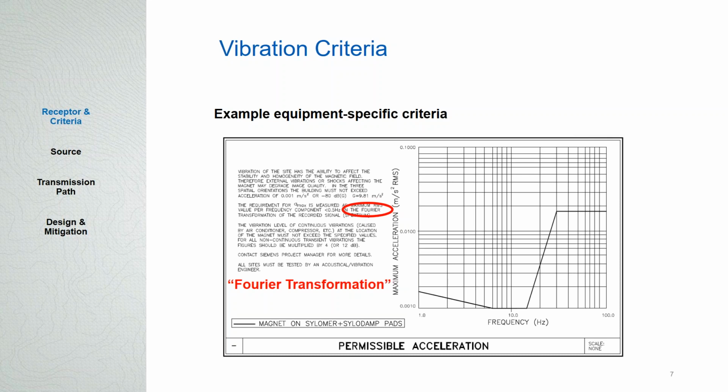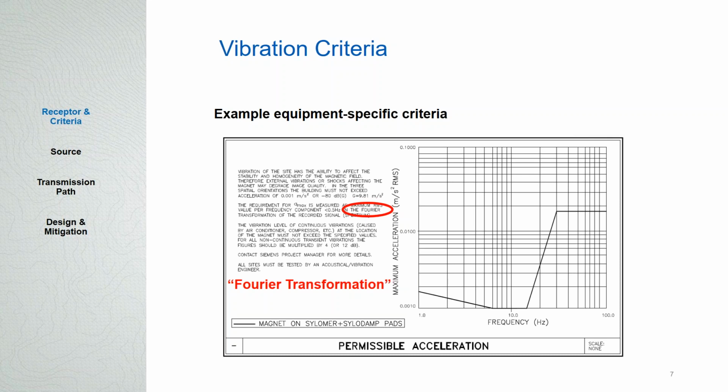So again, we're just taking a signal, we're comparing it against a curve and making sure that everything's going to be okay. So this is the equipment-specific criteria, and it's ideally what you want to use in a lab environment. You'd want to know what equipment you're using, get the vibration criteria provided by the manufacturer, and do the comparisons directly with their equipment.